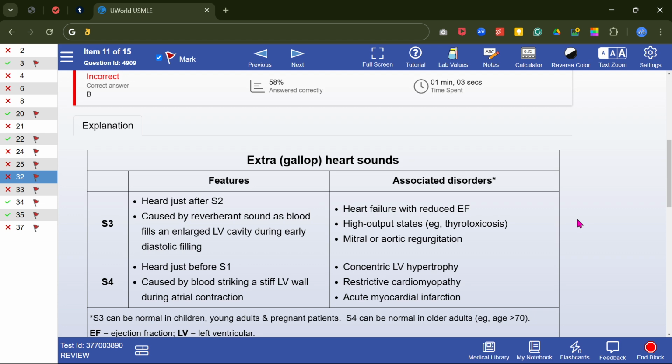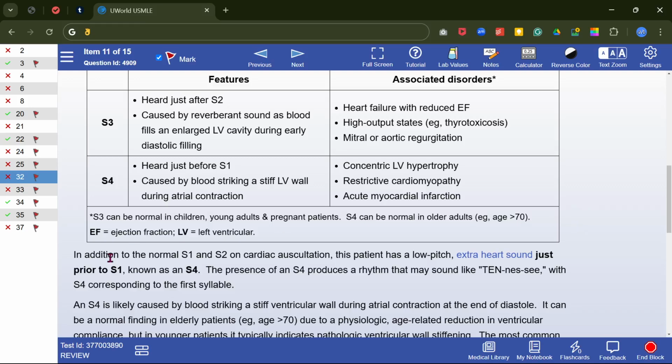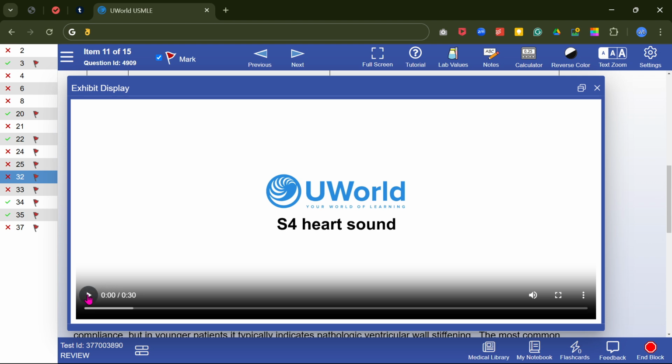And the S4 heart sound is just before S1. It is caused by blood striking a stiff left ventricle during atrial contraction. Causes are concentric left ventricular hypertrophy, acute MI, and restrictive cardiomyopathy. These are the S4 sound causes.